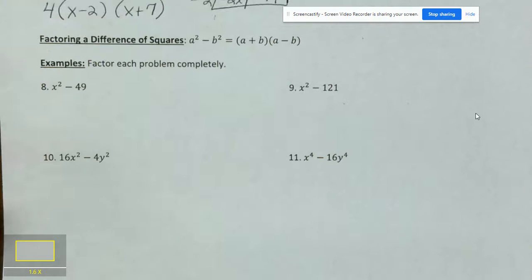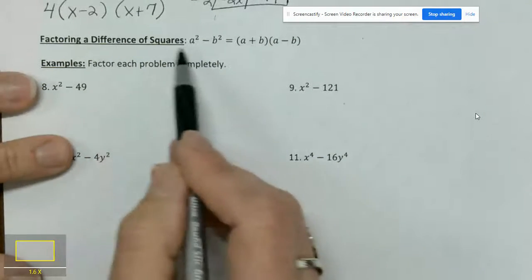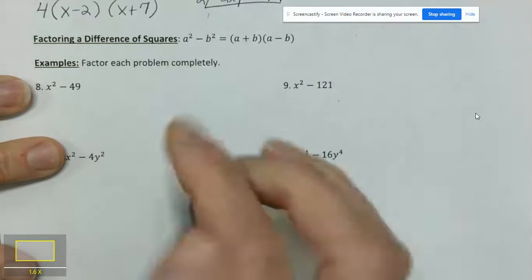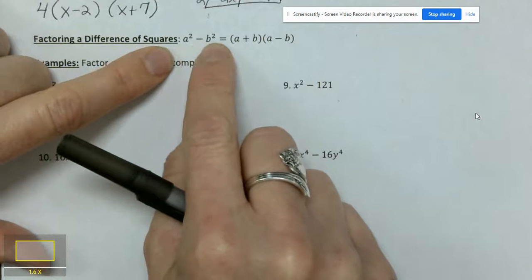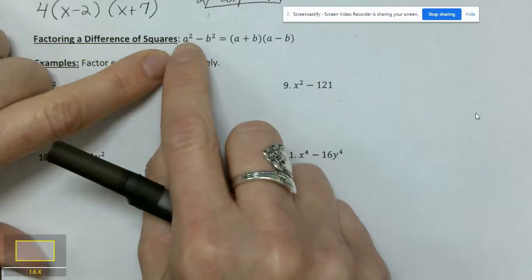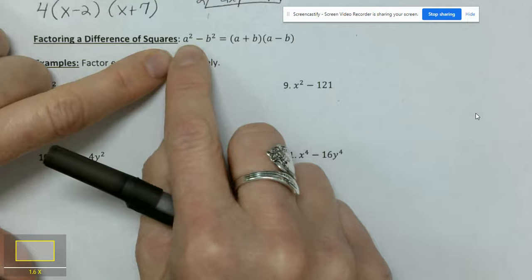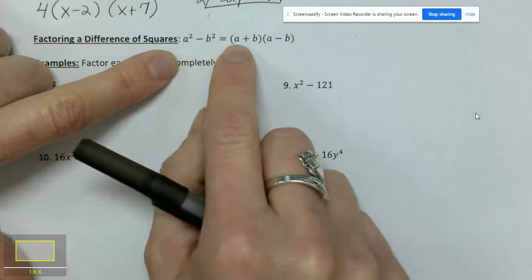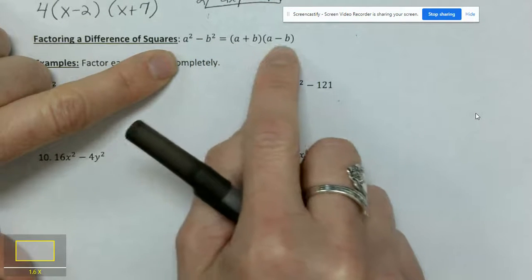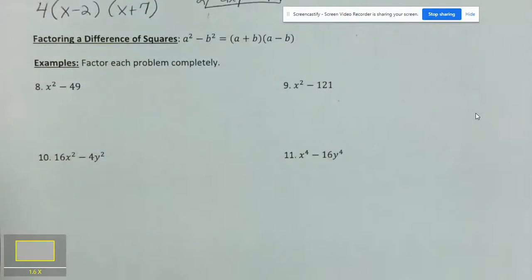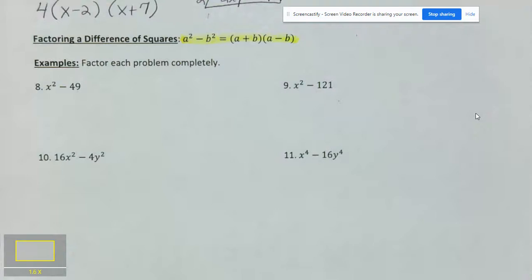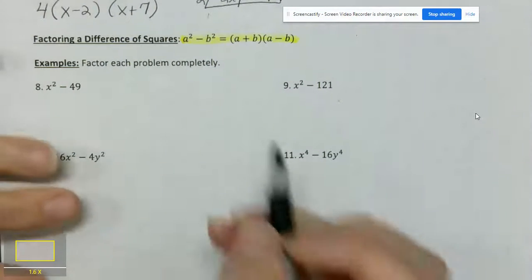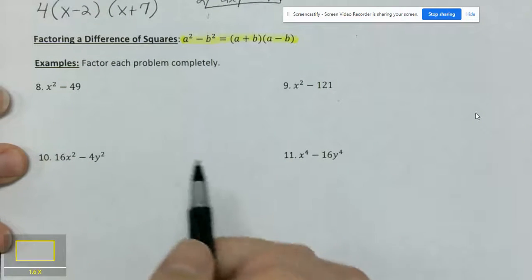Okay, let's consider how we would factor a difference of squares. Now I want you to notice here, if you have a difference of squares, that means you have a perfect square. A squared minus b squared. There's some way that you can write this number using a perfect square. And if so, then it factors to a plus b times a minus b. It will always factor this way. This is a formula you can memorize, and it will always work, okay? A squared minus b squared equals a plus b times a minus b.